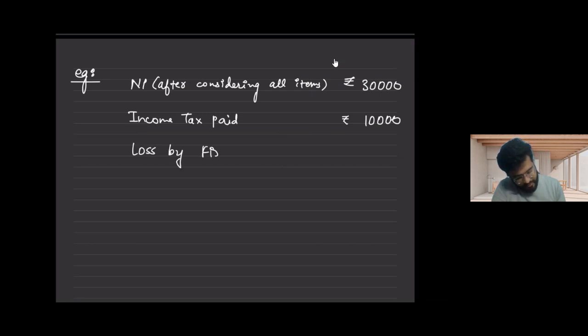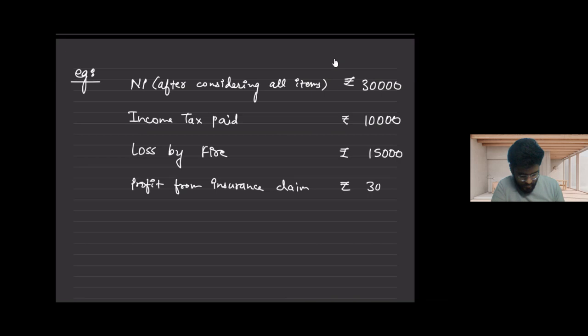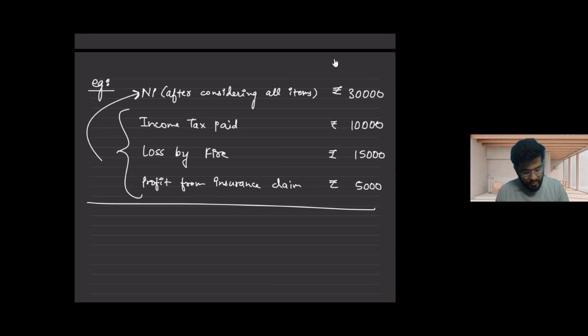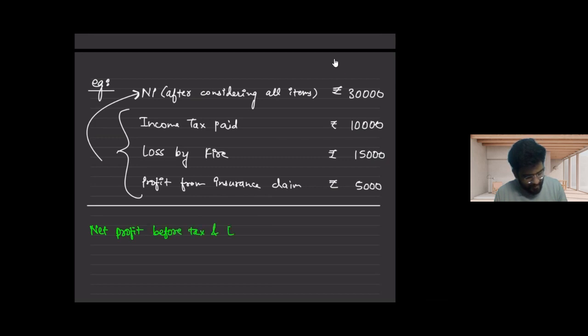Then you have loss by fire 15,000 and profit from insurance claim rupees 5,000. So obviously these three things are already adjusted into this net profit. But for the presentation and for the clear view of this cash flow statement, we are going to calculate net profit before tax and extraordinary items.